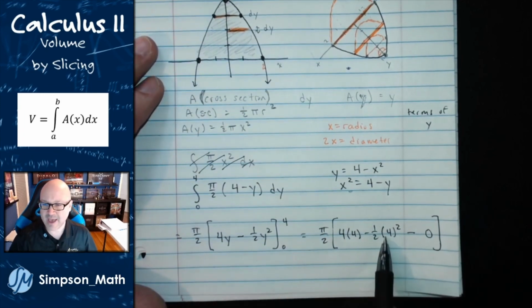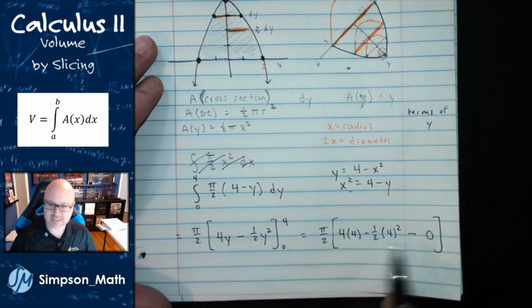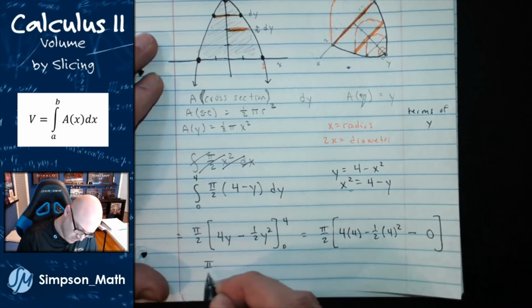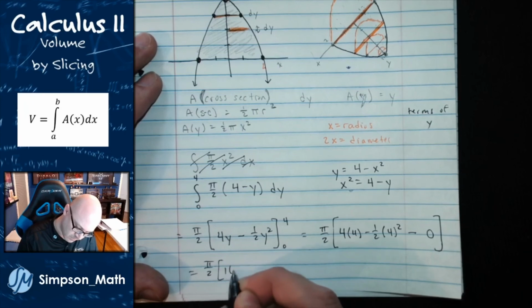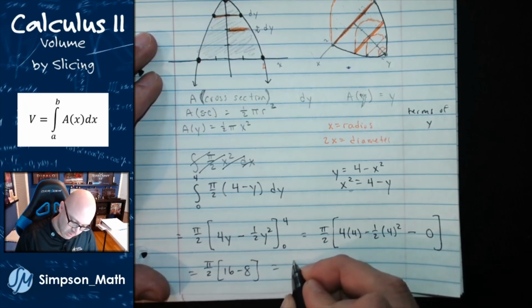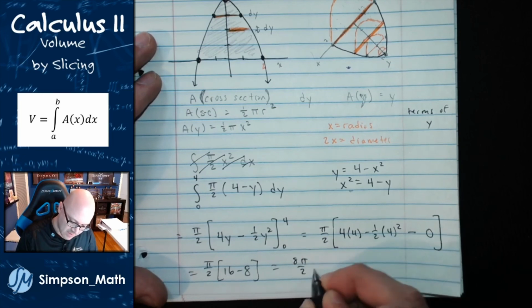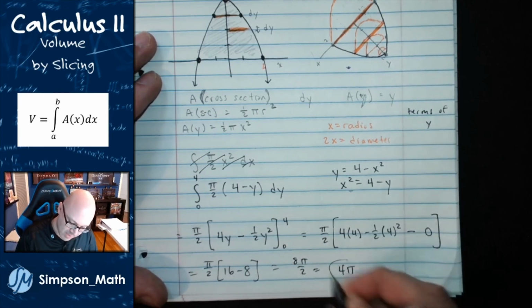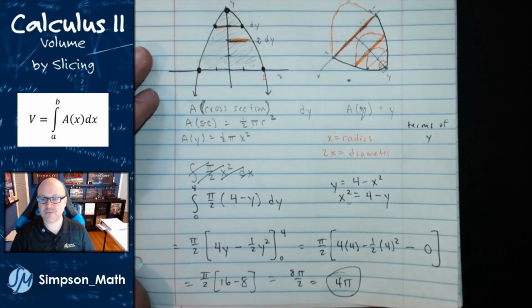16 halved is 8. This is 16 minus 8. So I'm getting 8 pi halves. Oh, that's just 4 pi. That's kind of a nice number, actually. 4 pi.